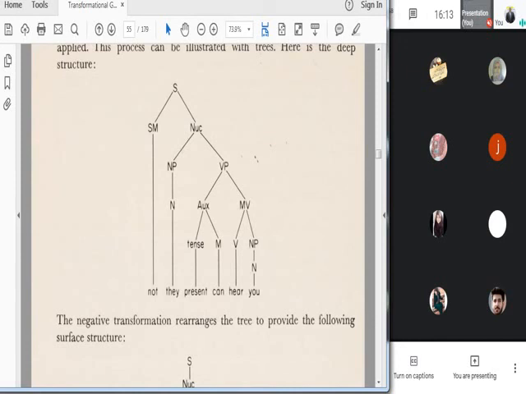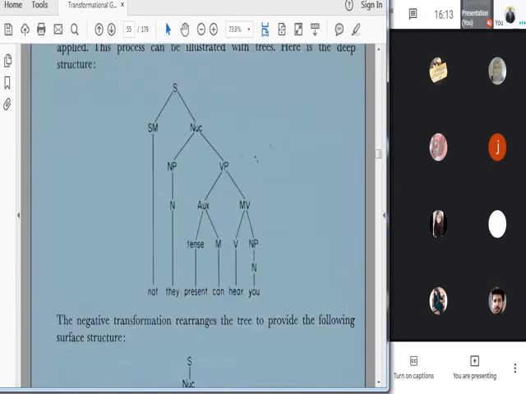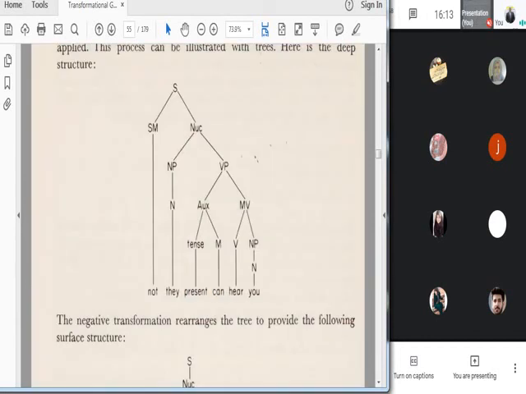Pay attention, everyone. So far we have drawn only one structure, one tree diagram. But from now on I will require you to analyze sentences according to deep structure and surface structure. So, not they present can hear you. What is this? This is the deep structure. Not they, which is the NP, and present tense auxiliary, and the modal. Then we have the main verb, which is here, and you, which is the NP.